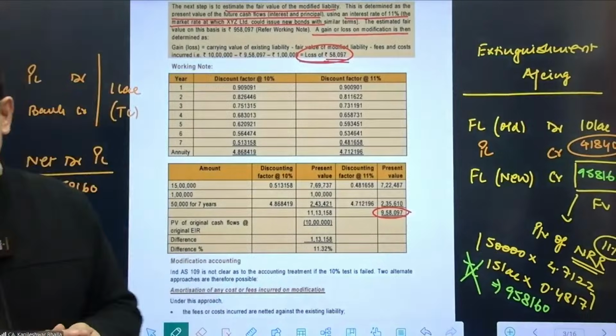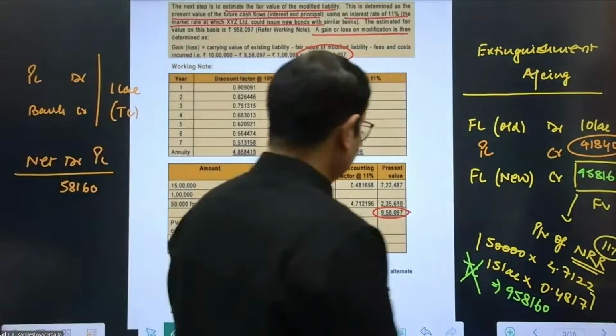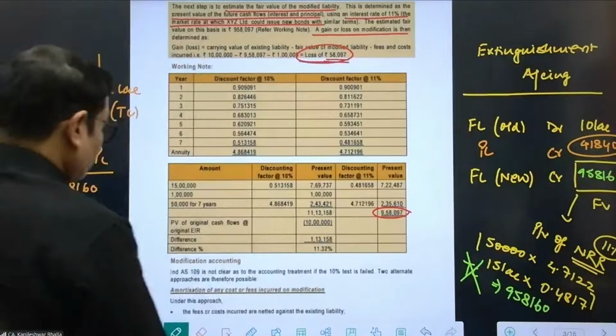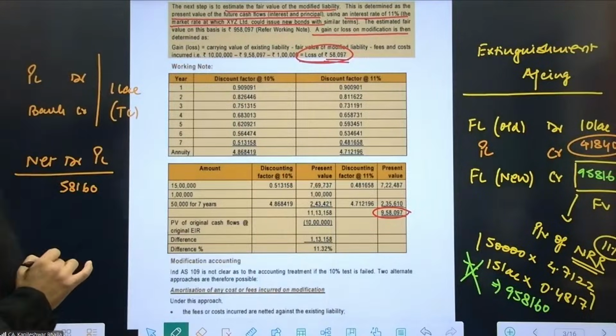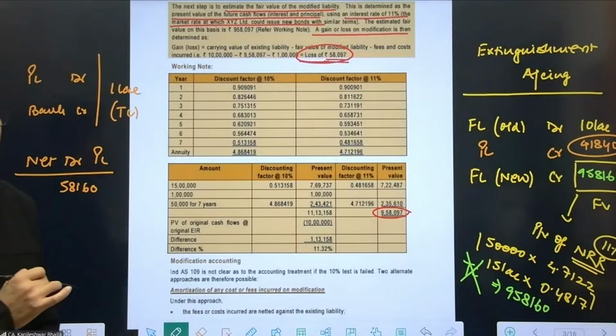Okay, let's now proceed further. So we are now going to go to the next stage. Once we've discussed the concept of extinguishment accounting, now let's see the concept in terms of modification accounting.